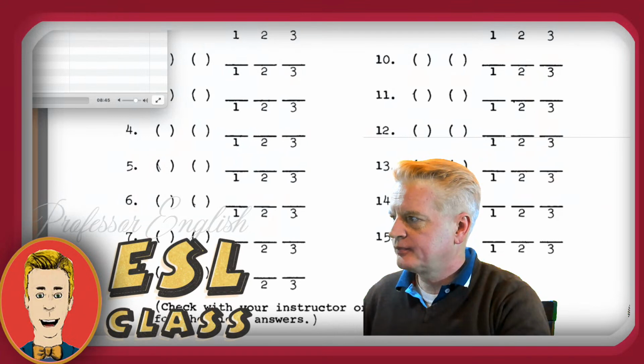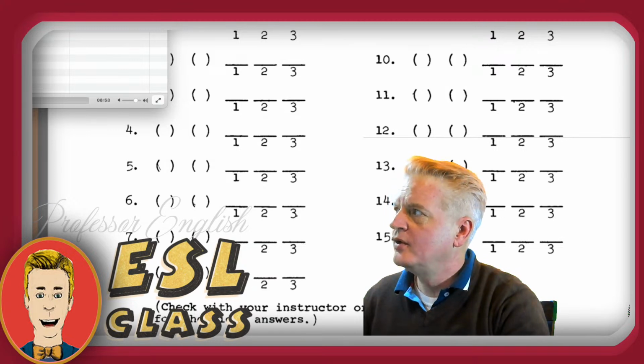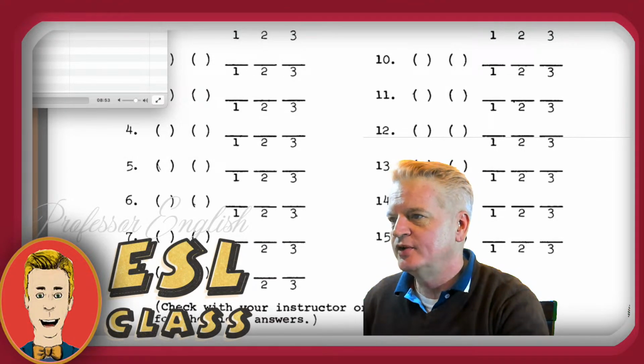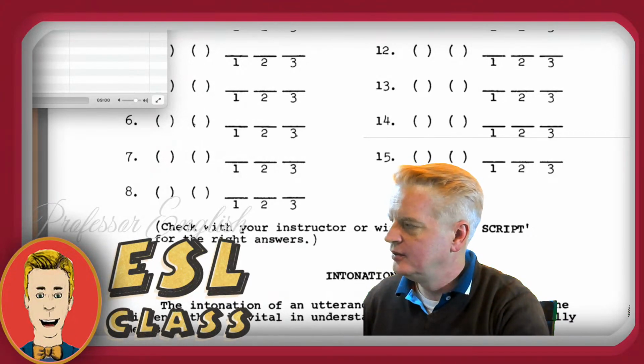5. Gemahlin. Gemahlin. That's the middle one. That's number 2. 6. Französisch. Französisch. That's number 2 also. 7. Behalten. Behalten. This is number 2.